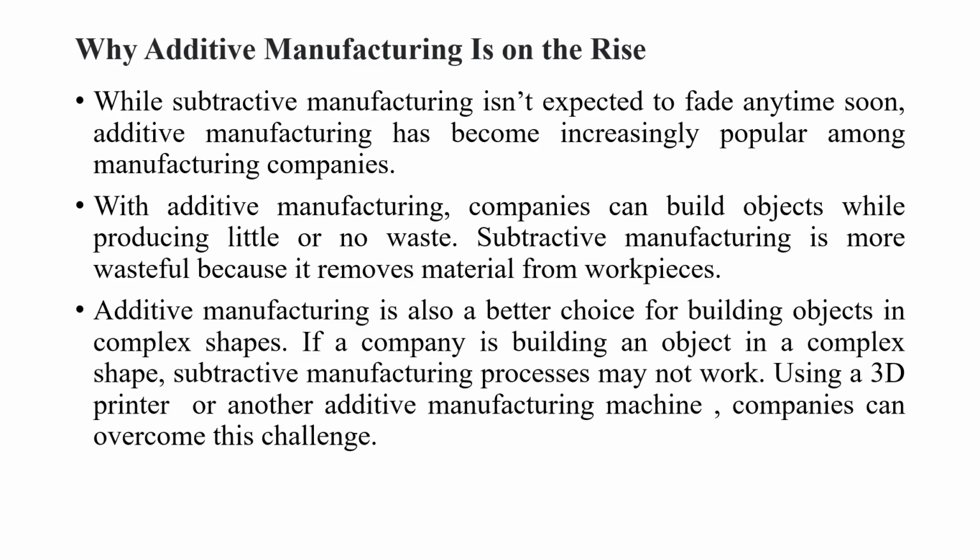Additive manufacturing is also a better choice for building very complex shapes. If you go through some of the pictures, you can understand that it is very difficult to make them using conventional manufacturing processes, whereas it is very easy in additive manufacturing to make very complicated shapes and objects. That is the reason why additive manufacturing has gained a lot of importance in recent times.